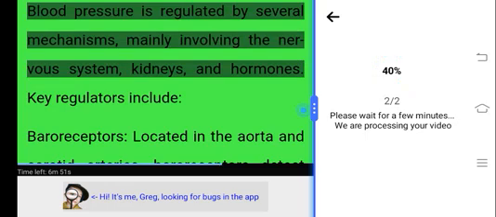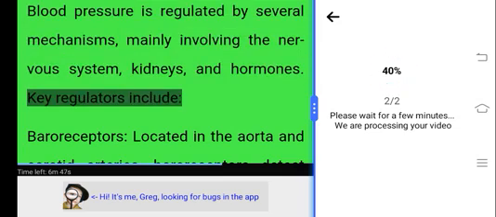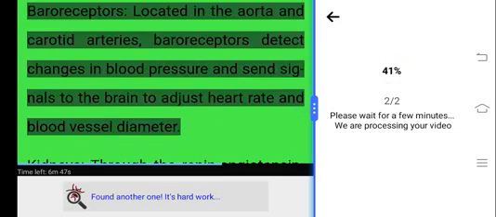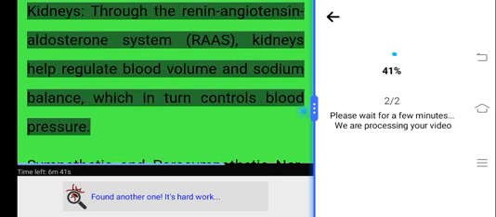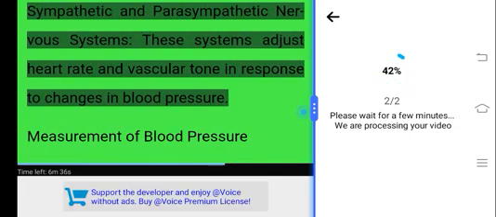Regulation of blood pressure. Blood pressure is regulated by several mechanisms, mainly involving the nervous system, kidneys, and hormones. Key regulators include baroreceptors, located in the aorta and carotid arteries. Baroreceptors detect changes in blood pressure and send signals to the brain to adjust heart rate and blood vessel diameter. Kidneys, through the renin-angiotensin-aldosterone system, RAAS: kidneys help regulate blood volume and sodium balance, which in turn controls blood pressure. Sympathetic and parasympathetic nervous systems.